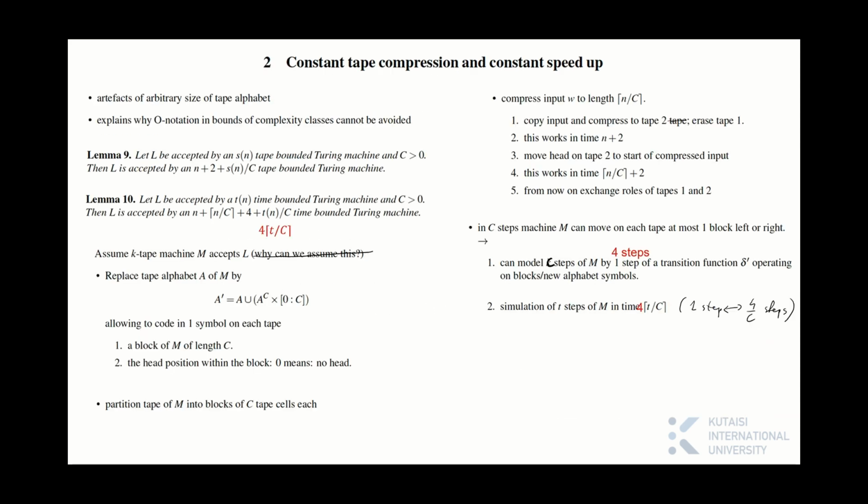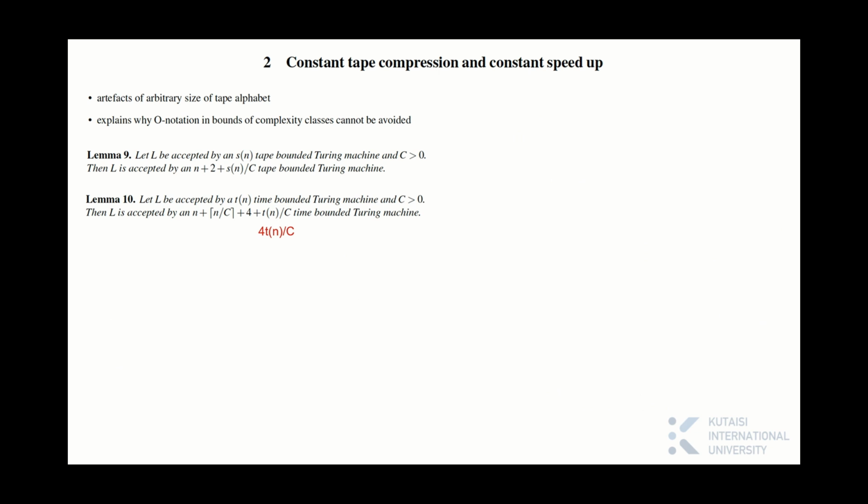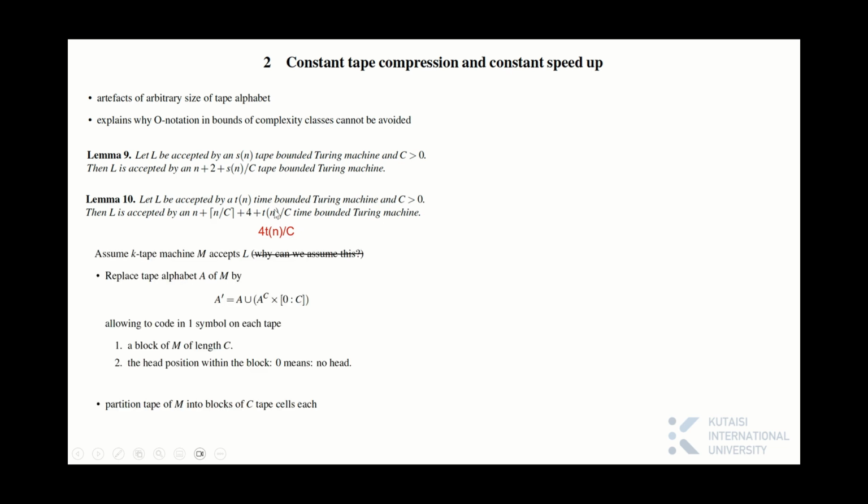So let me erase this again. What I will do is, I will have the new machine, and this new machine makes 4 steps instead of making C steps of the old machine. That means that T(n) steps will be simulated, well, T(n) steps will be simulated by 4 times T(n) divided by C steps. So let me do this, and this is for the compression again.